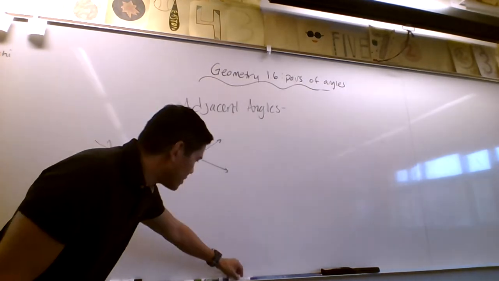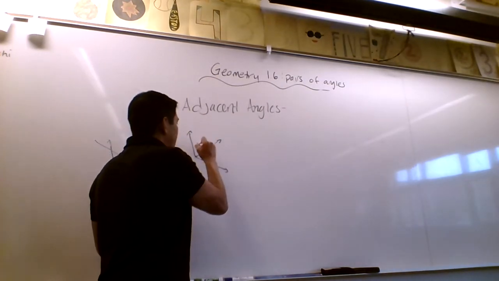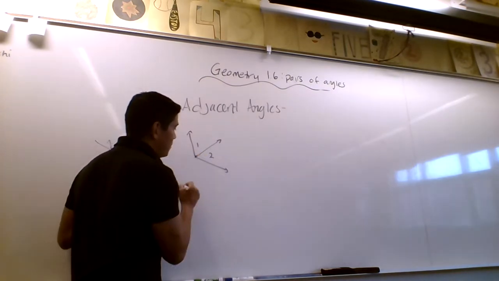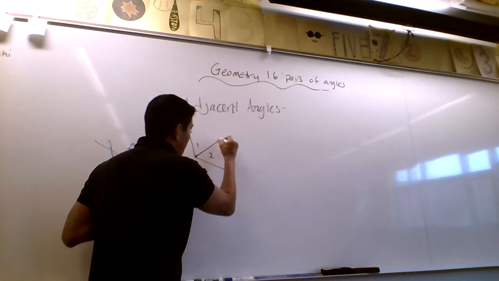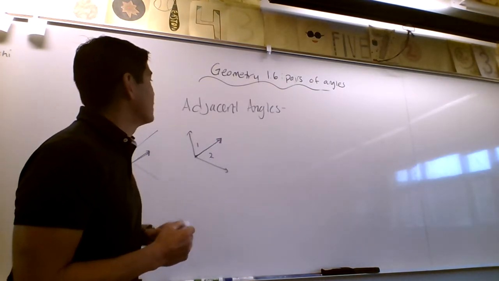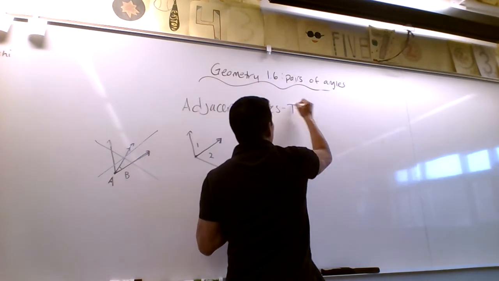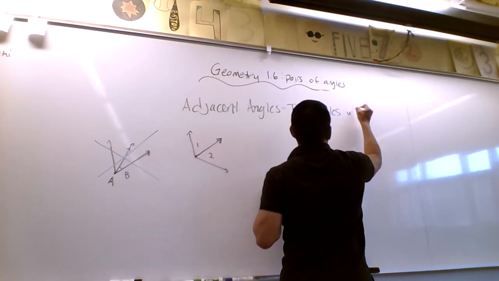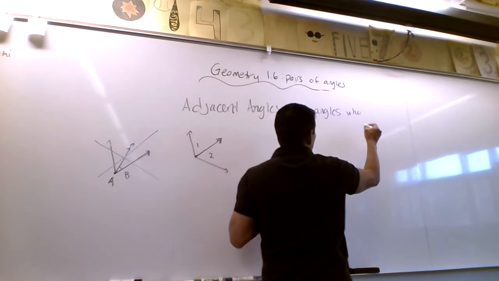But these two angles, I'm going to call them angles 1 and 2, are adjacent angles. They share a common endpoint right here and a common side. And then one is not in the interior of another. So adjacent angles, two angles, share a common vertex and side.